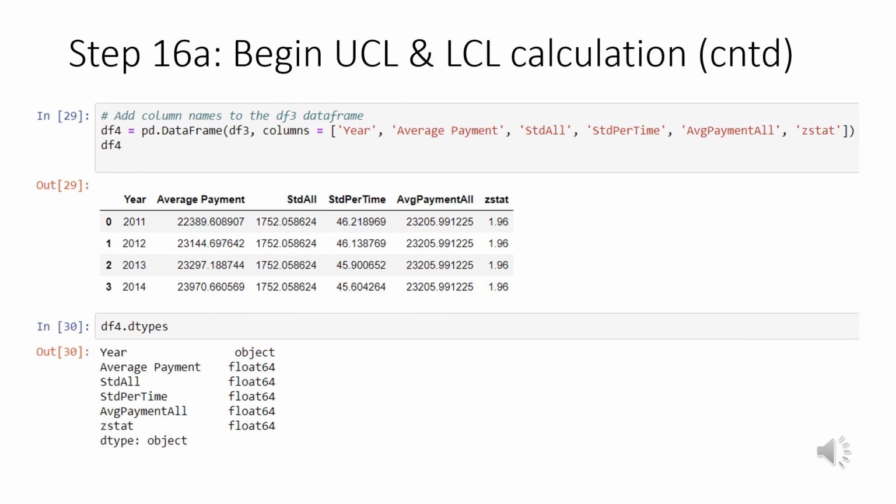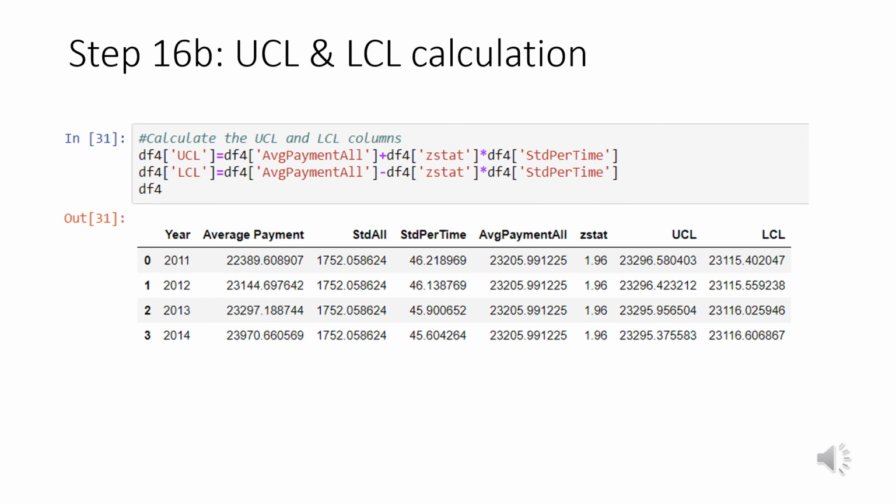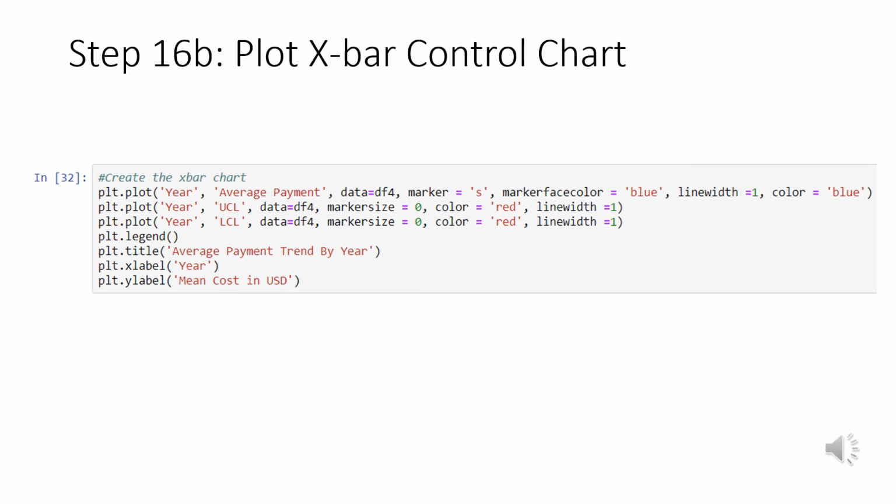In this slide, we're creating a new data frame that has new column names. In addition, we're also going to check the data types for the new data frame. This slide shows the calculation of the upper and lower columns. The code for plotting the X-bar control chart is shown on this slide.